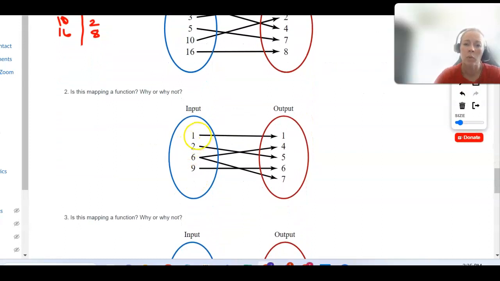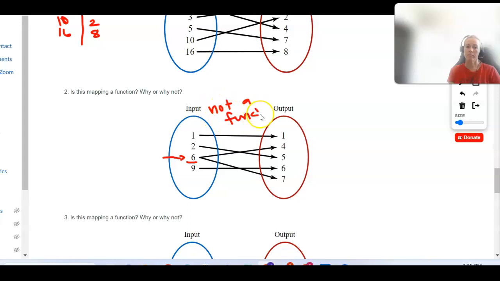We can see this one has 1 going to 1, 2 going to 5, 6 going to 4, and 6 is also going to 7, and 9 is going to 6. So think about this. Would this one be a function? What do you think? Well, hopefully you're saying no, we have a problem here. This 6 is mapping to 2 different numbers. So 6 is going to 4 and 6 is also going to 7. So this one is not a function.